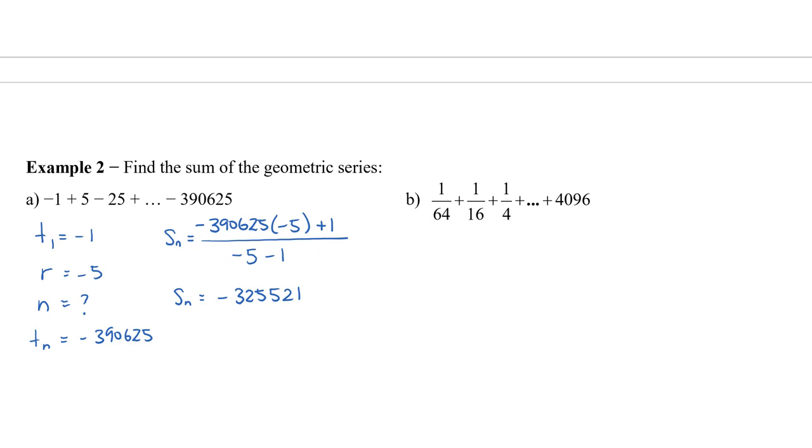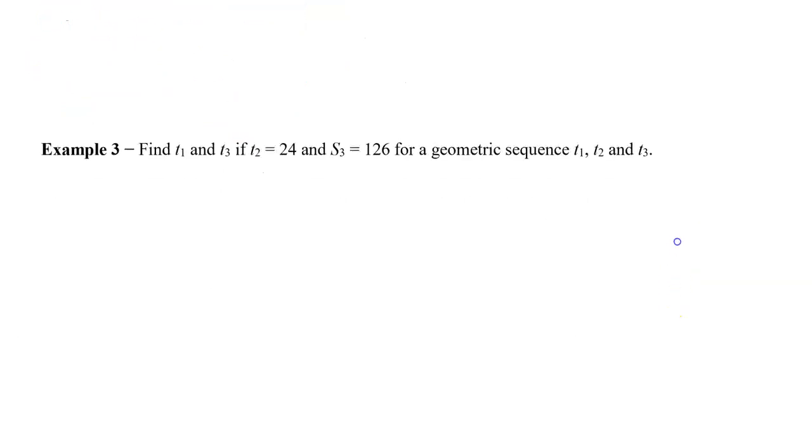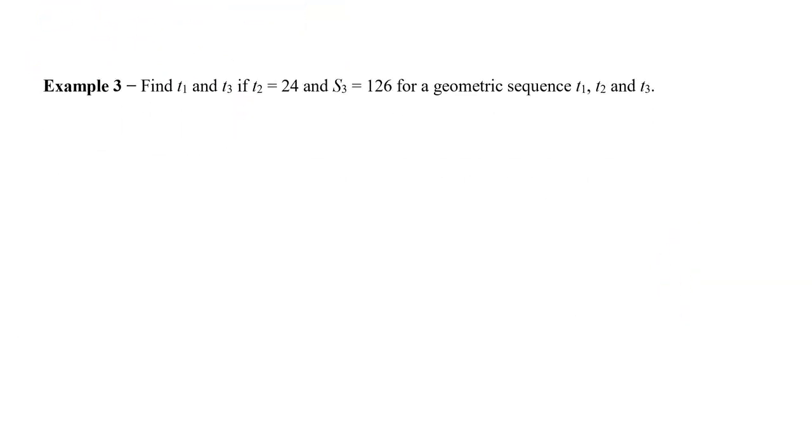All right, I'm going to show you one more question, kind of like an application of geometric sequences. It says find T1 and T3 if the second term is 24 and the sum of these 3 terms is 126 for a geometric sequence where it's T1, T2, and T3. So we don't know T1, we don't know r, we know there are 3 terms, and we know the sum of these 3 terms is 126. We also know that the second term is 24.